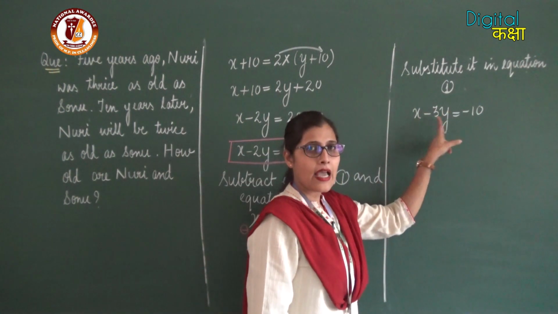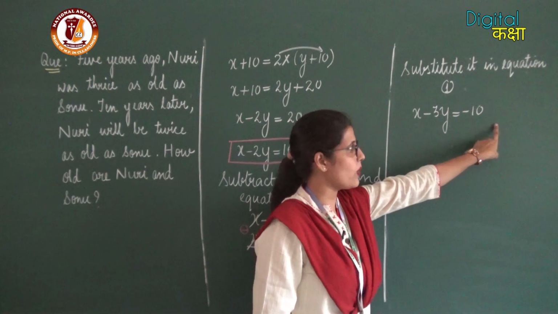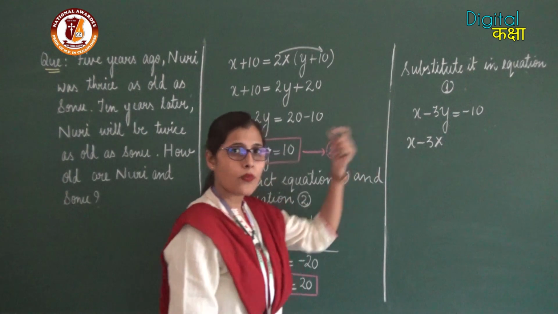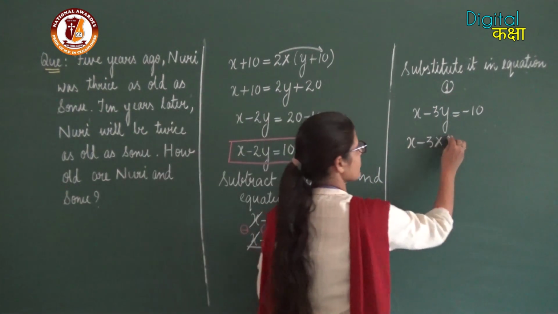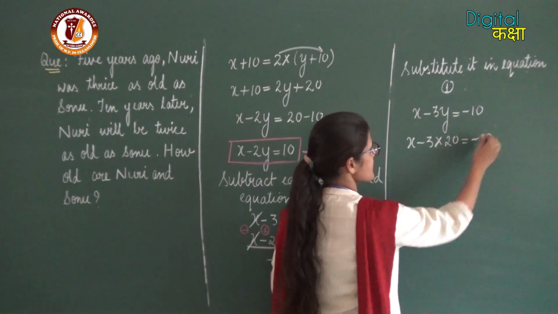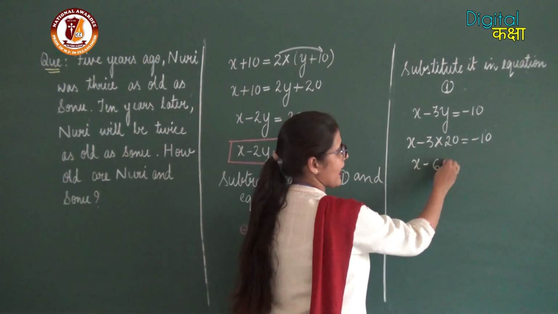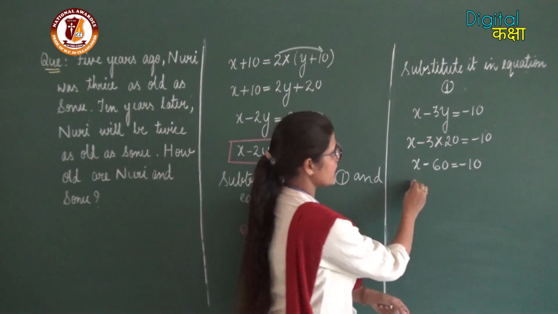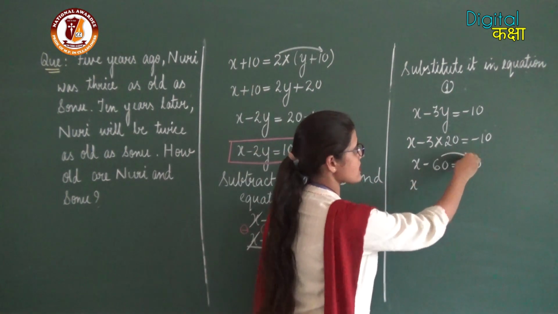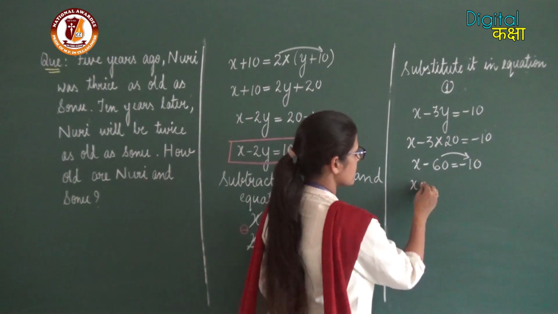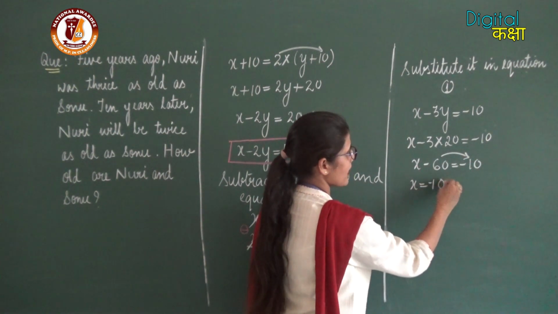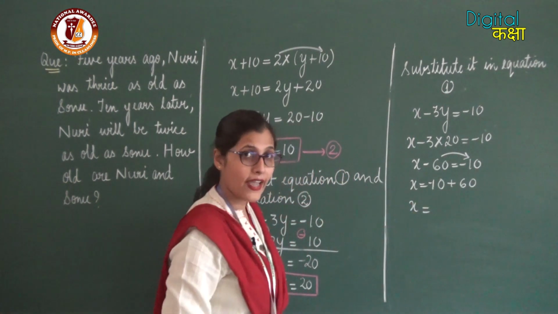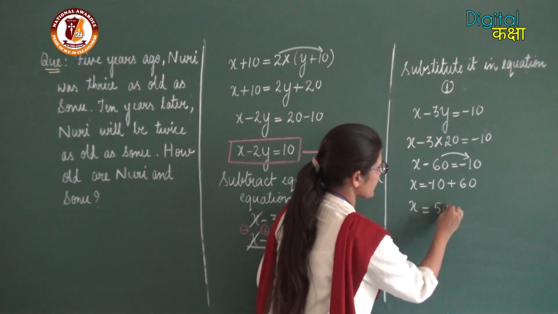Equation 1 is x minus 3y equals minus 10. So in place of y, we will be writing 20. Therefore, x minus 60 equals minus 10. Thus, we will be shifting the constant to the right hand side. So x equals minus 10 plus 60. Thus, the value of x will be 50.